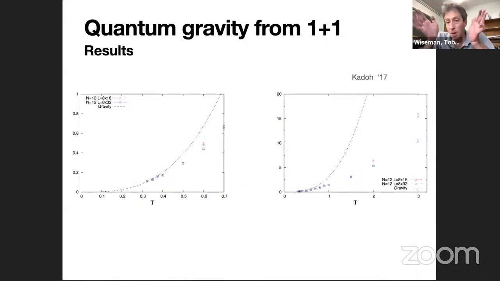There was some nice work I just wanted to mention by Catterall. This is the only other work looking at the system, which looked at just the homogeneous phase, and again also saw consistency with the thermodynamic predictions of supergravity.